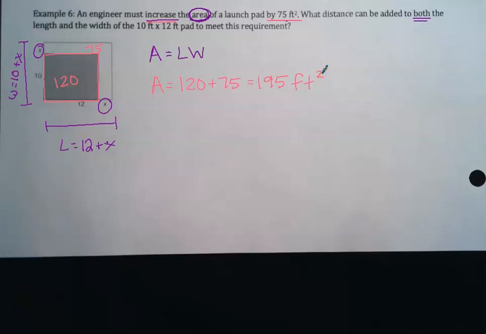That is helpful because now that we know our area and we actually have a measurement, we can write a formula because we know that our length, let's change color here, this quantity 12 plus x, times our width 10 plus x, is going to equal our area, which is 195. Sweet. That's awesome.